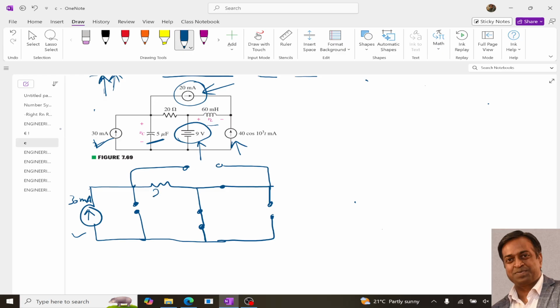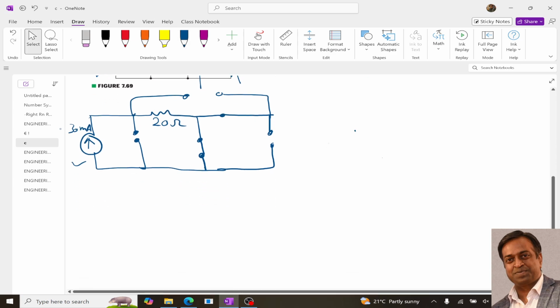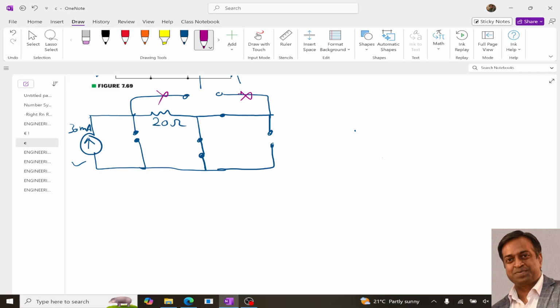And in this circuit we just have a single resistor. Now if I redraw this circuit, then this can be removed. This is open, this can also be removed, right? This is open, this can also be removed. So I just have this thing. It is 20 ohm and this is 30 milliampere. So I just have this thing, right?